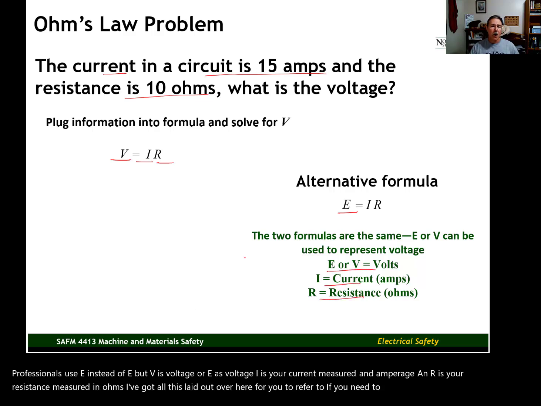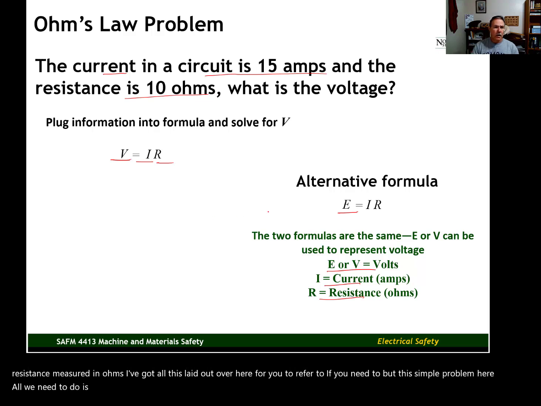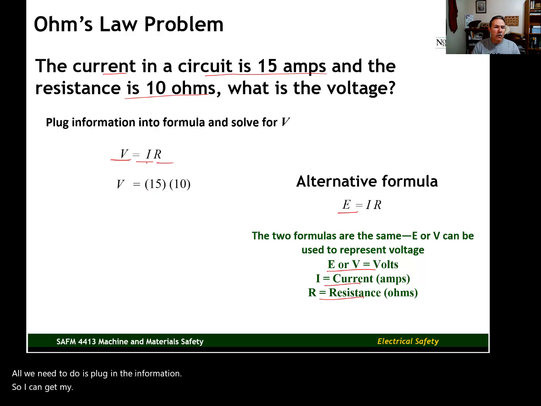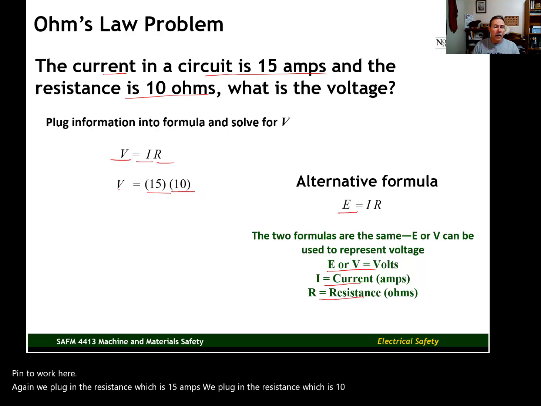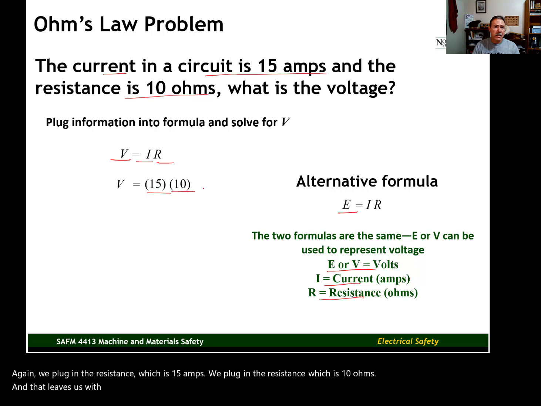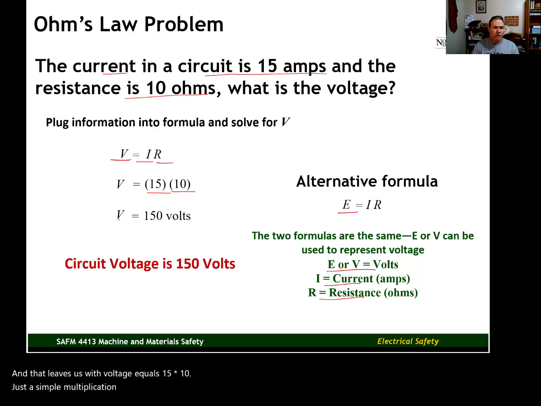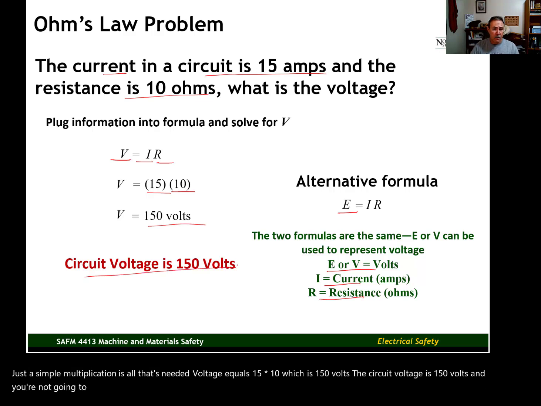But this simple problem here, all we need to do is plug in the information. Again, we plug in the current, which is 15 amps. We plug in the resistance, which is 10 ohms. And that leaves us with voltage equals 15 times 10. Just a simple multiplication is all that's needed. Voltage equals 15 times 10, which is 150 volts. The circuit voltage is 150 volts. Again, you're not going to see anything this simple on the exam, but we're building toward the more complex types of problems that you're going to see.